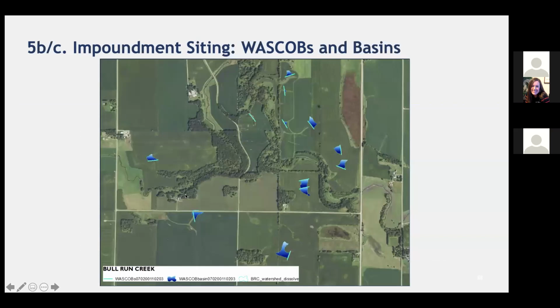So here's an image of those together. So you can see those WASCOB embankments. Those are those turquoise polylines. Then you can see that upstream area in that darker blue color. And there can be quite a bit of variability there. So you can have some relatively large WASCOB basins, and then some that are much smaller as well.